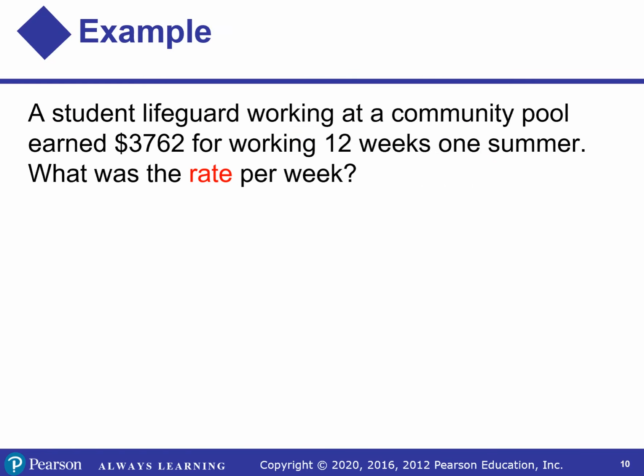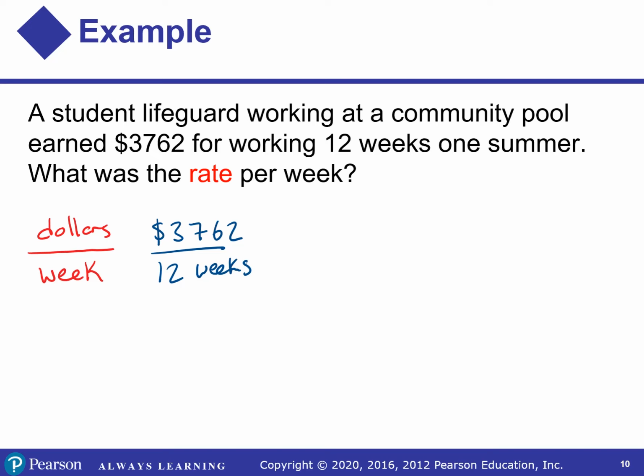So for example, a student lifeguard working at a community pool earned $3,762 for working 12 weeks in one summer. What was the rate per week? So we're working with dollars and weeks. So those are the units involved in this ratio. Okay, so the number of dollars would be $3,762 and 12 weeks.